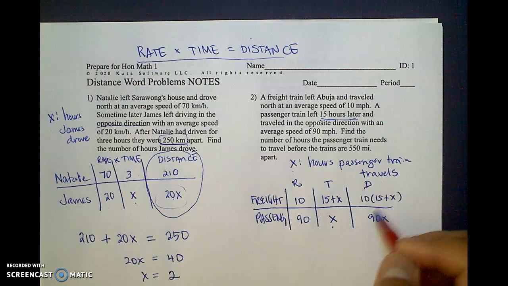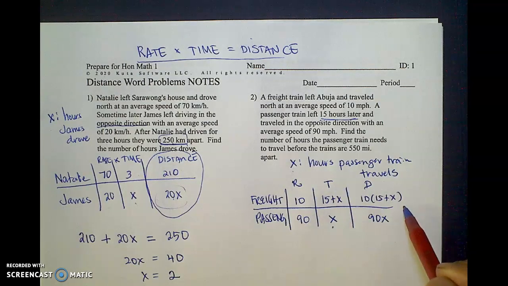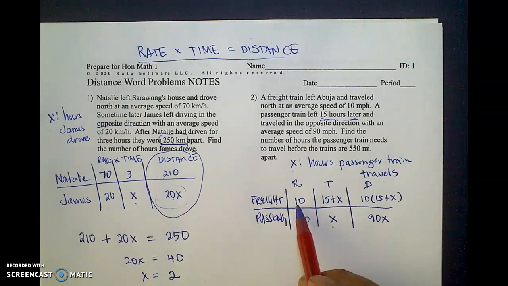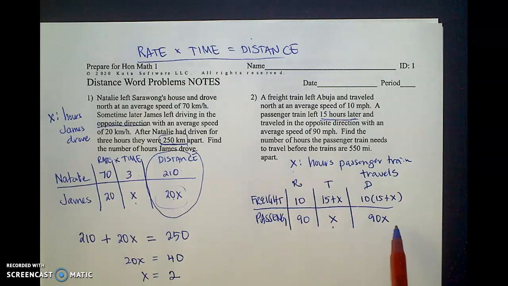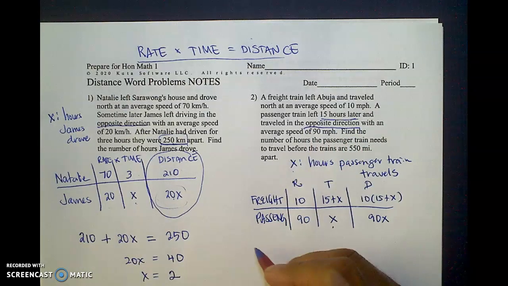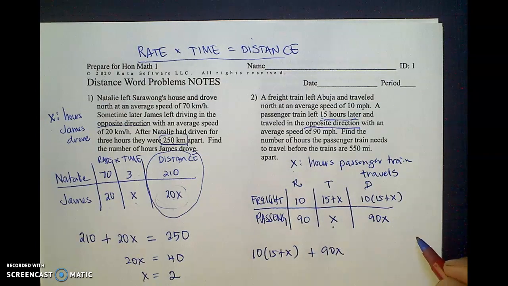Okay. Alright, so now that we've filled in the rate column and the time column, just like the previous problem, we're going to fill in the distance by multiplying the rate times the time. So 10 times 15 plus x, 90 times x, 90x. Okay. Again, this is another traveling in opposite direction. So we said for the opposite direction problems, we should be adding those boxes in that distance column, and that's going to equal the 550 miles they are apart.